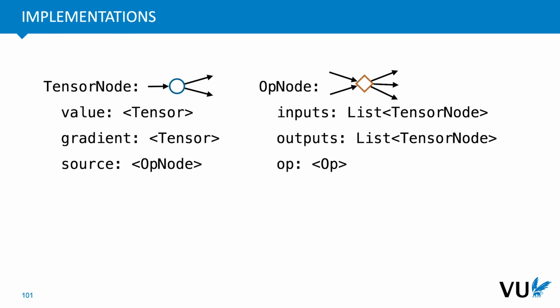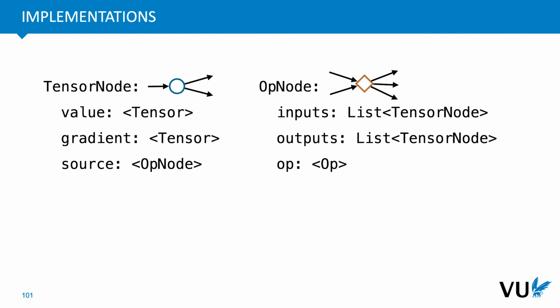These can be very simply implemented using object-oriented programming. So a tensor node is an object defined by 3 members. Its value, which is a tensor, its gradient, which is a tensor of the same shape, and its source, which is optionally the op node or operation node that produced it. An operation node, similarly, is very simple. It's an instance of a particular computation, so it has a list of inputs and a list of outputs, and it refers to the particular type of operation that was used to perform this computation or will be used to perform this computation. And this op we have to specify separately.